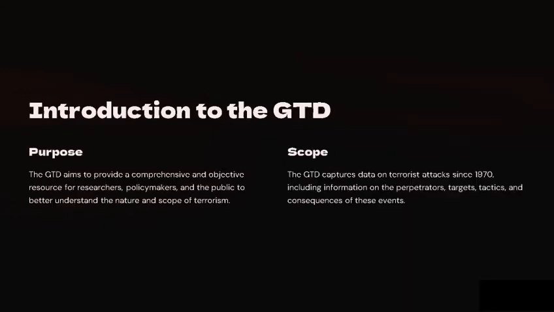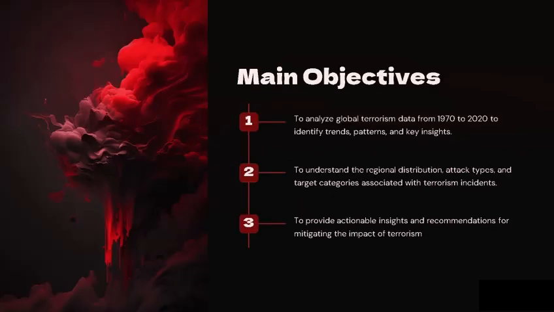The Global Terrorism Database is a comprehensive open-source dataset that documents terrorist incidents worldwide since 1970. It includes detailed information on perpetrators, targets, tactics, and outcomes. The primary goals of this project were to analyze terrorism data from 1970 to 2020, to uncover trends and patterns, understand regional distributions and attack categories, and provide actionable insights to mitigate terrorism's impact.